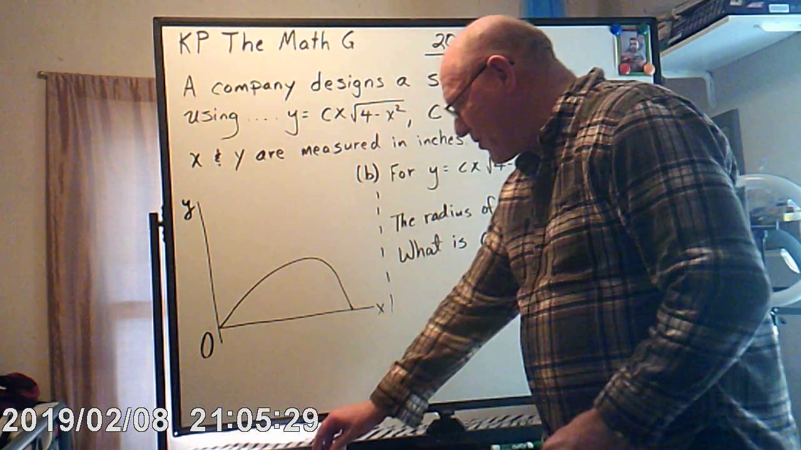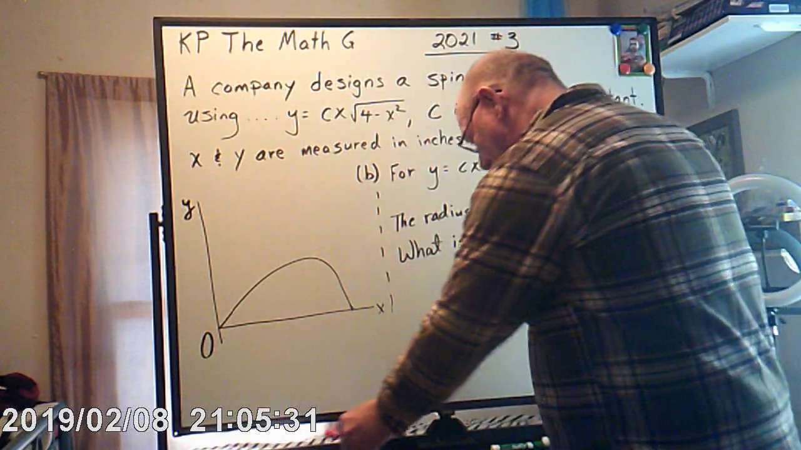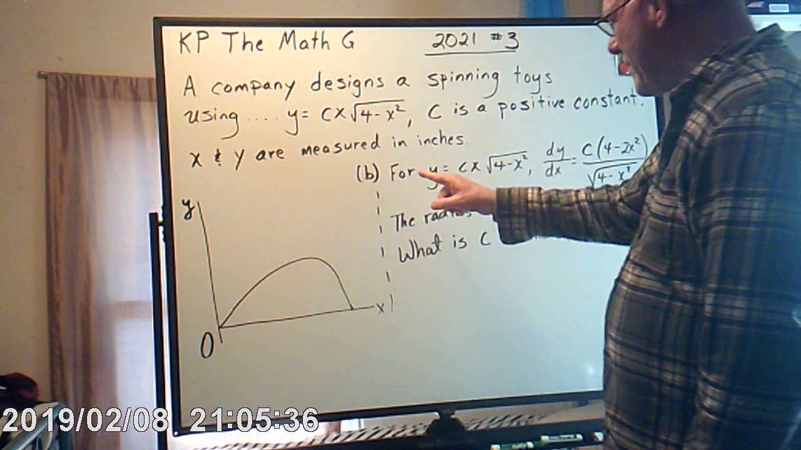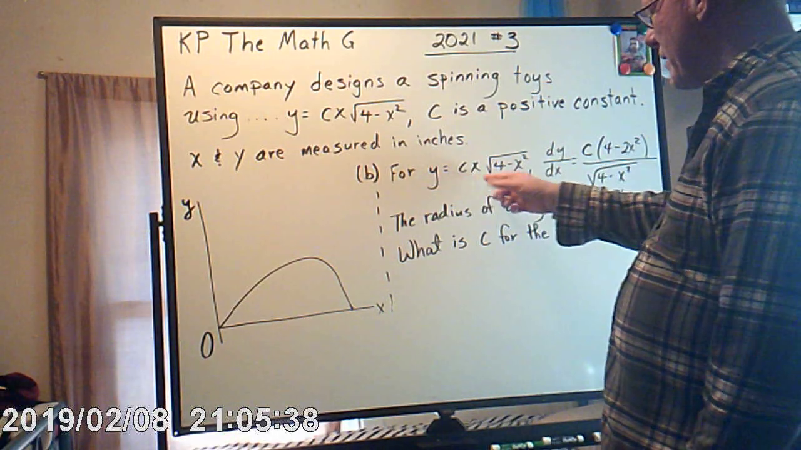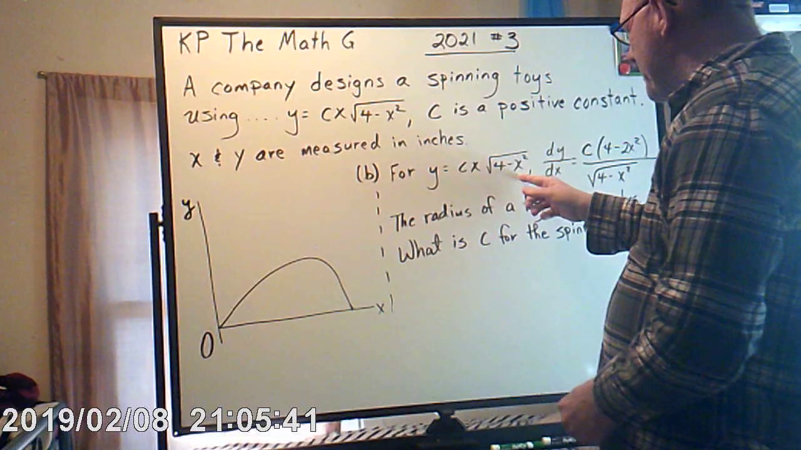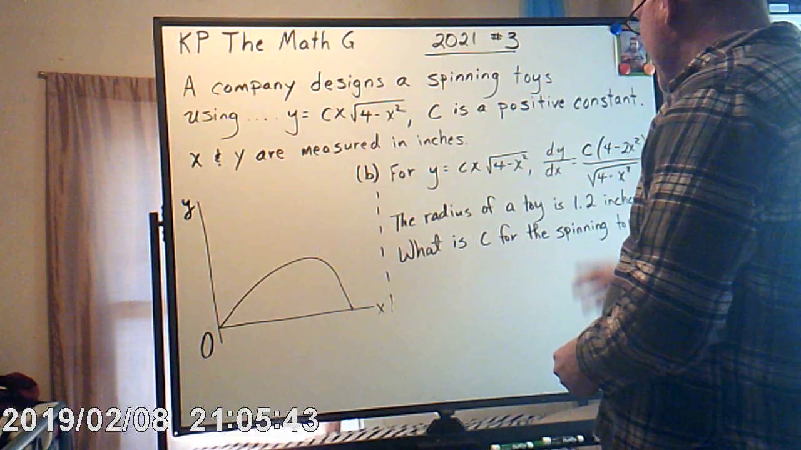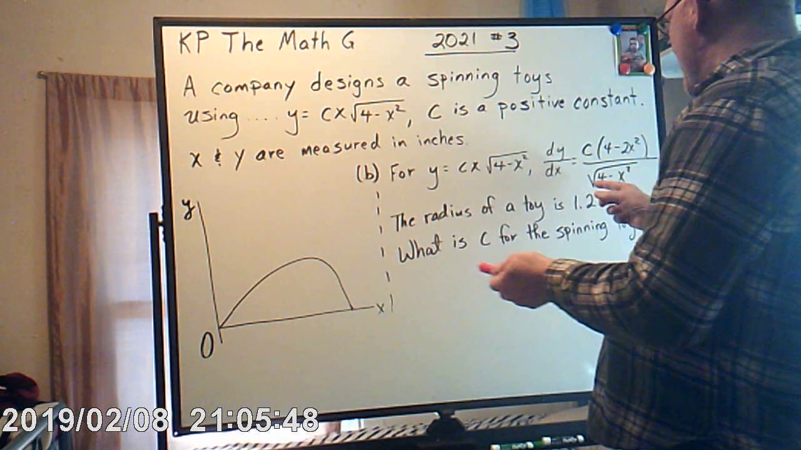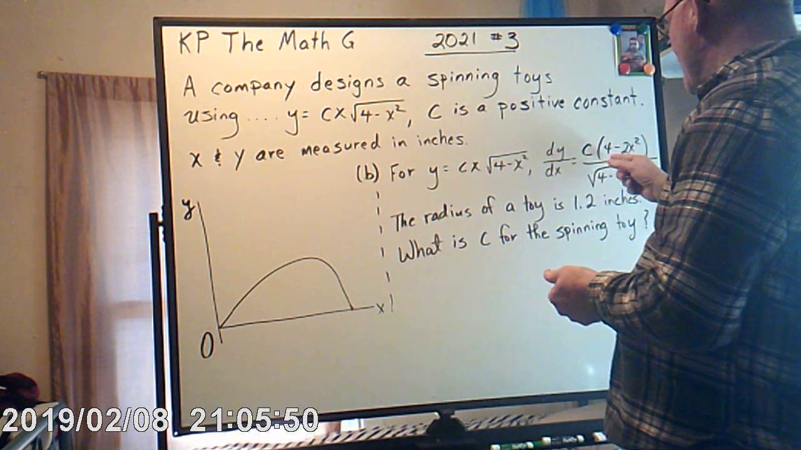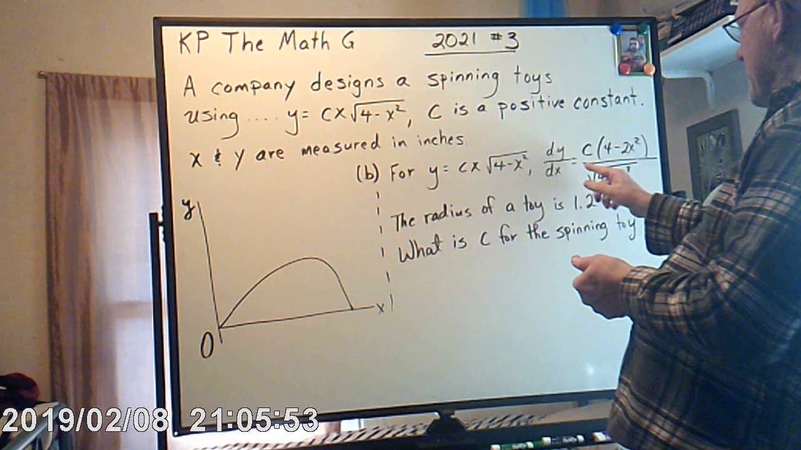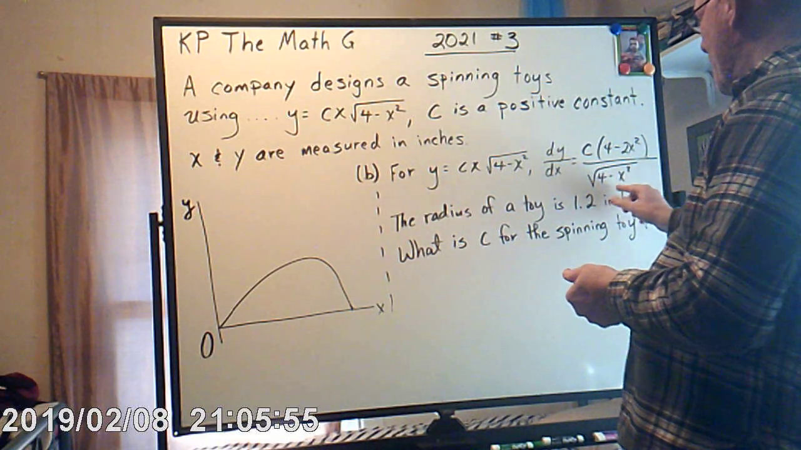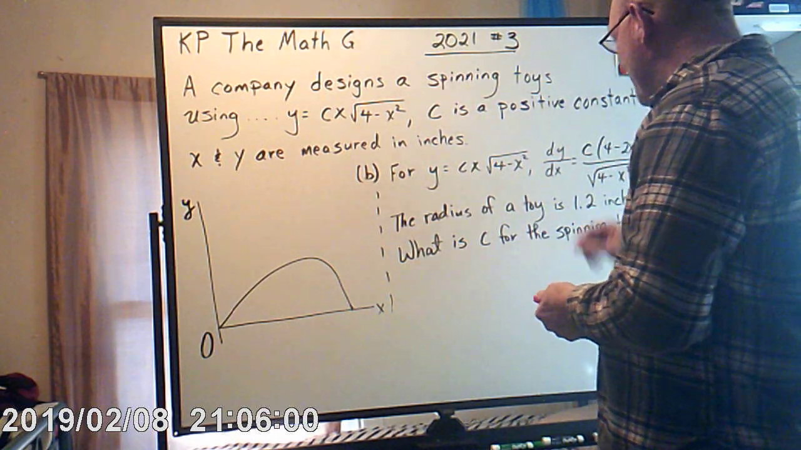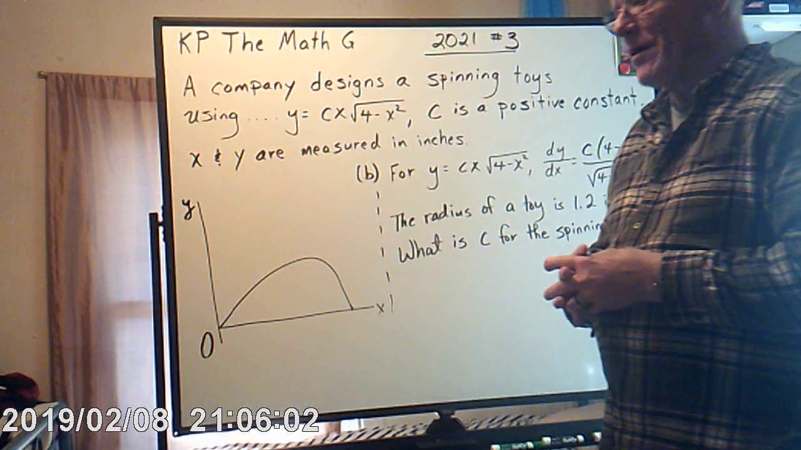So you have to know something about the nature of a derivative. For y equal to this function, cx times the square root of 4 minus x squared, they already found dy over dx for you. It is known that the derivative is c times 4 minus 2x squared divided by the square root of 4 minus x squared. We do not have to do this.